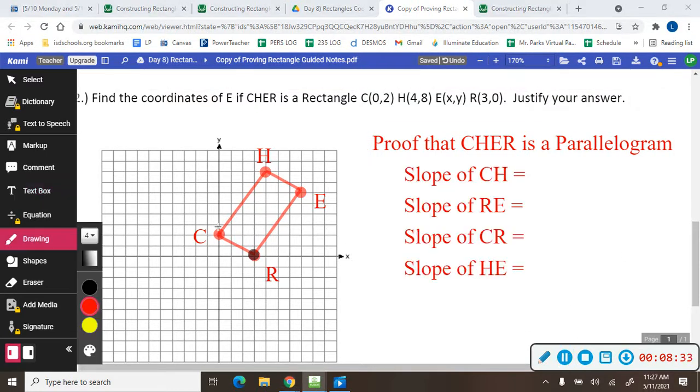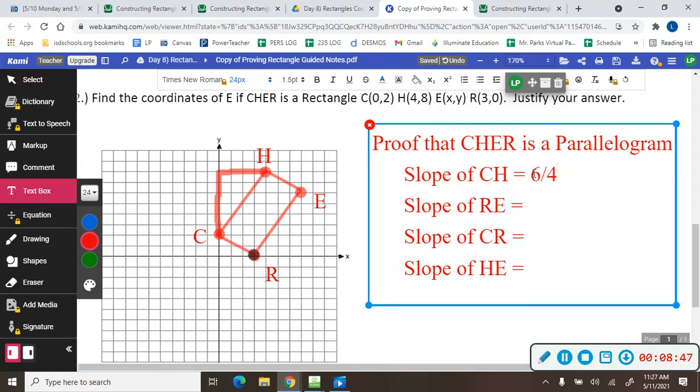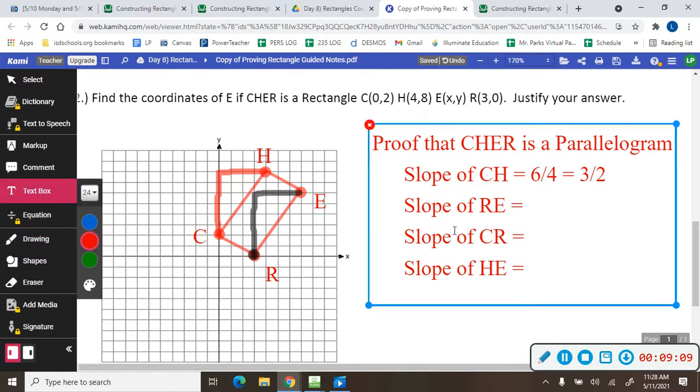First, let's find the slope of CH. So I'd go up 1, 2, 3, 4, 5, 6, and over 1, 2, 3, 4. So that's 6 over 4. If you want to reduce it, you can. That's 3 over 2. Technically, you don't have to. And we'll double check and make sure this is 6 over 4 from R to E. You go up 1, 2, 3, 4, 5, 6, and over 1, 2, 3, 4, which reduces to 3 halves.